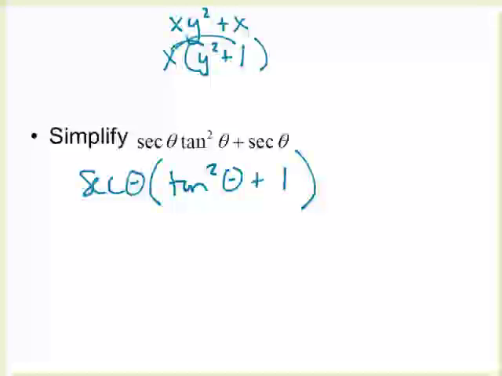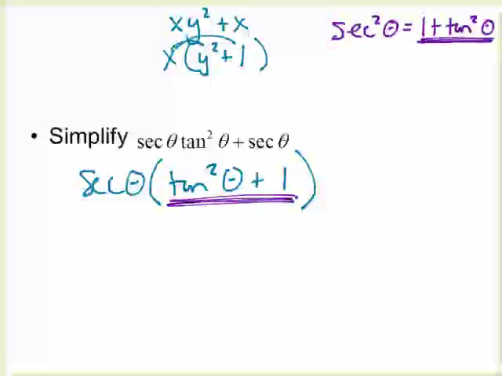The second one, which reads: secant squared of theta equals 1 plus tangent squared of theta. This has an exact match here. 1 plus tangent squared, 1 plus tangent squared, because when we add, it doesn't matter what order we add in, right? 1 plus 2 is 2 plus 1. So we have an exact match here.